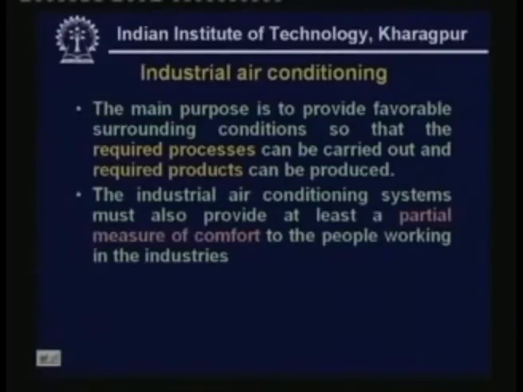the industrial air conditioning system must also provide at least a partial measure of comfort to the occupants, because typically all industries will have a lot of people working there. So you can't really look at only the product or process point of view. You also have to look at the people. That means the industrial air conditioning system must at least provide some amount of comfort to the workers so that they can work efficiently. So these are the two main objectives of any industrial air conditioning system.